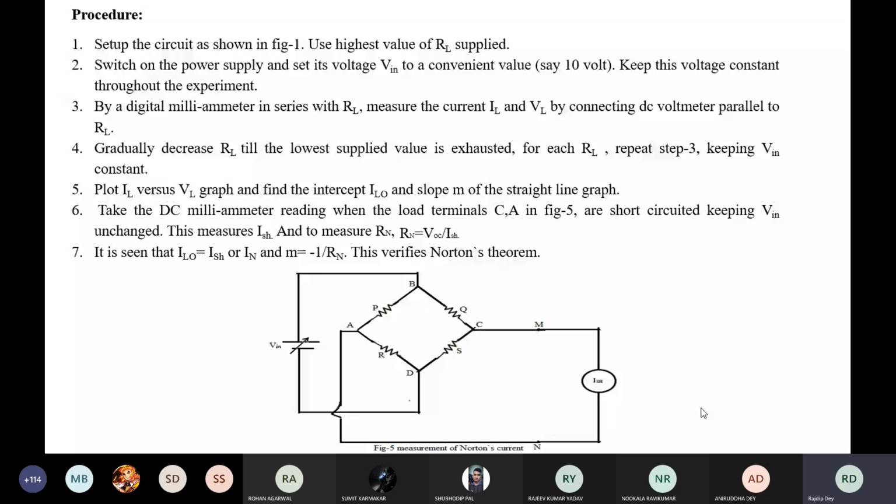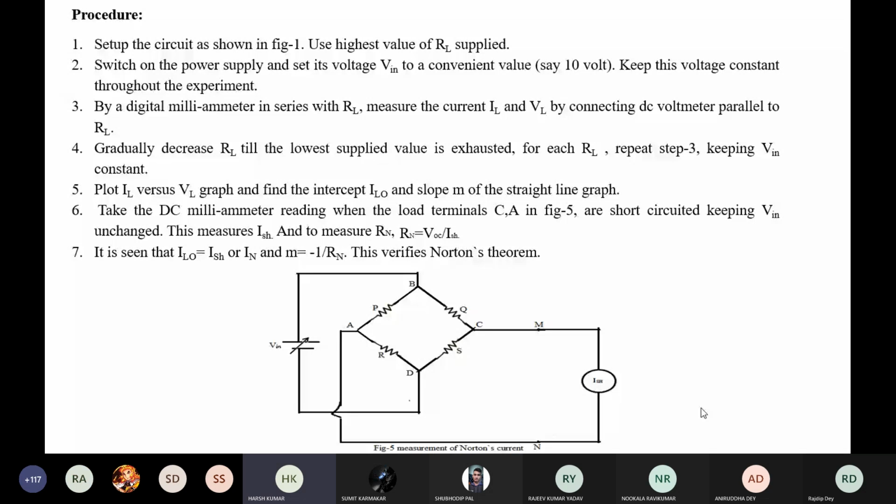And how to measure RN? That is VOC divided by ISH. For that, we'll open circuit the load and measure the voltage. The short circuit current has already been measured, so we can calculate RN, right? Now once RN and ISH are calculated, we have to check whether ILO is equal to ISH or not. That means whether the y-axis intersection of the graph is equal to the short circuit current of the load or not, and whether M is equal to minus 1 by Rn or not. If it is, that verifies Norton's theorem. Yes, any confusion?